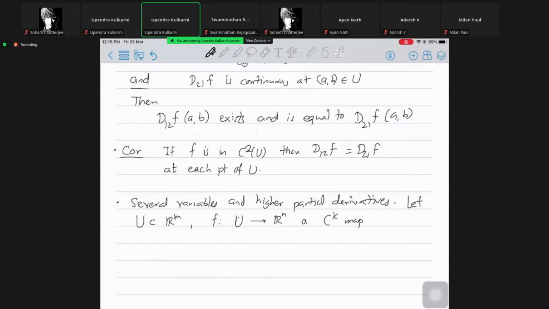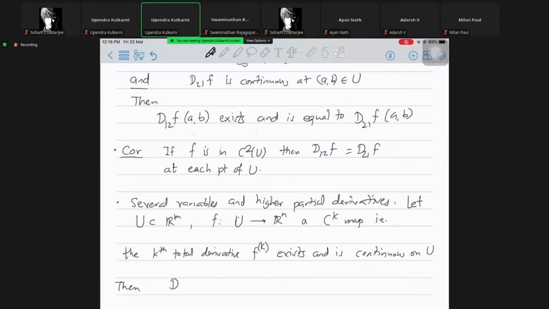Whereas the hypothesis is simply a C^k map, i.e. the kth total derivative f sub k is defined, or rather exists, and is continuous on all of U. Okay. So then what is the statement?